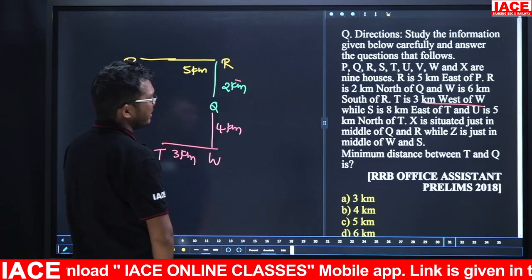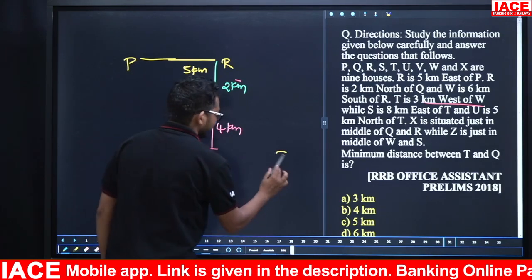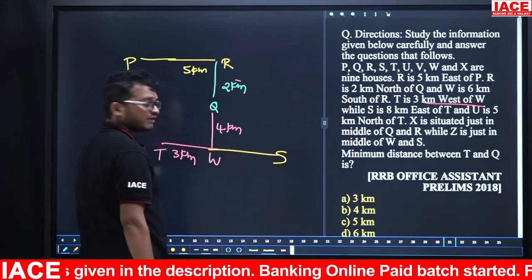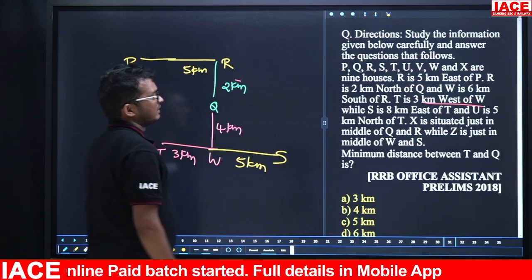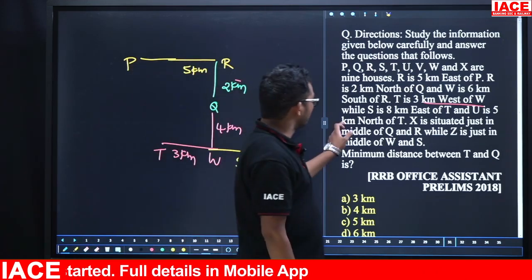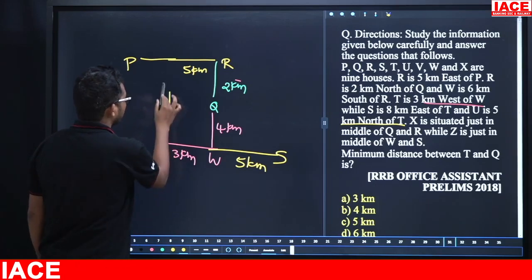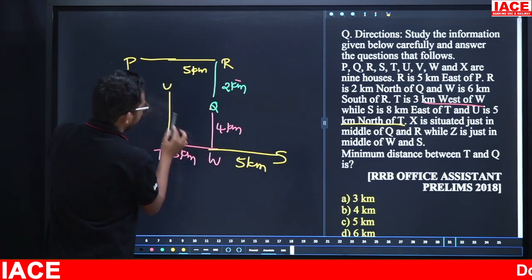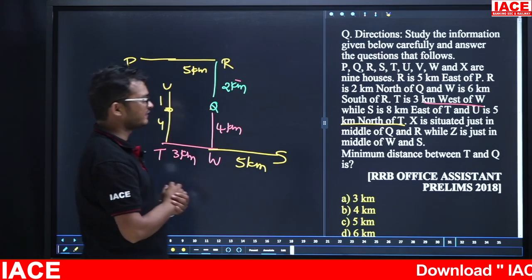Next one, S is 8 km east of T. Now take here S. This S is 8 km east of T. This one is 3, so remaining is here 5 km. Next one, U is 5 km north of T. Take here U. This U is 5 km north of T. This one is 4, so this one also is compulsorily 4, remaining is 1.